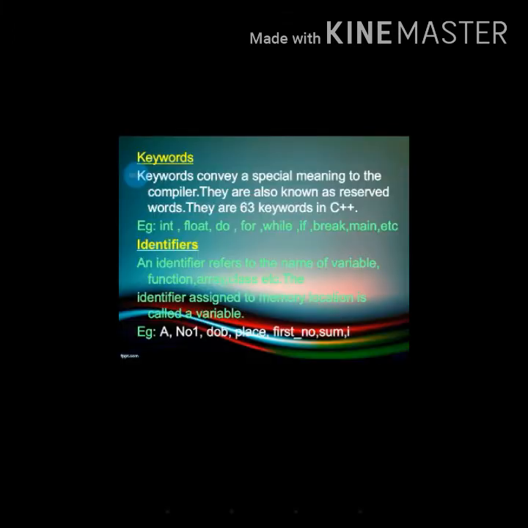First one, keywords. Keywords convey a special meaning to the compiler. They are also known as reserved words. There are 63 keywords in C++. Example: int, float, etc.